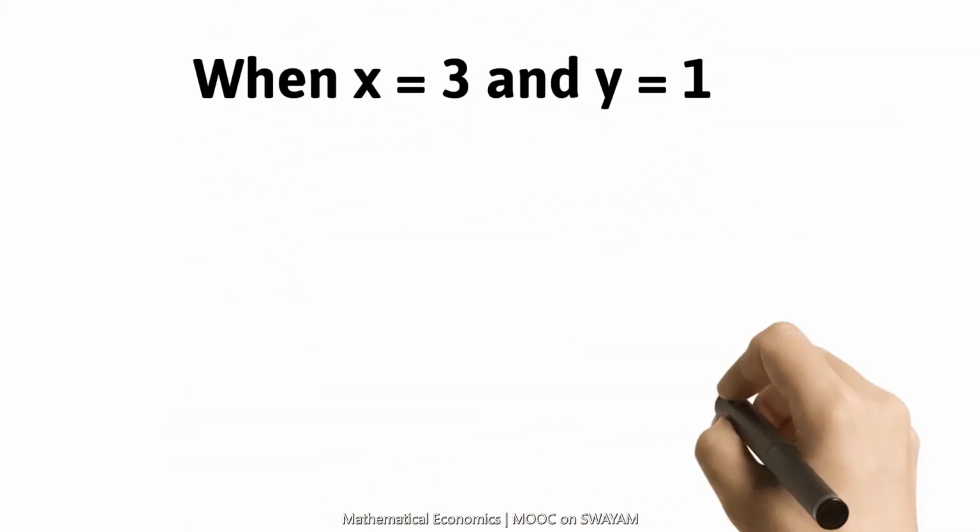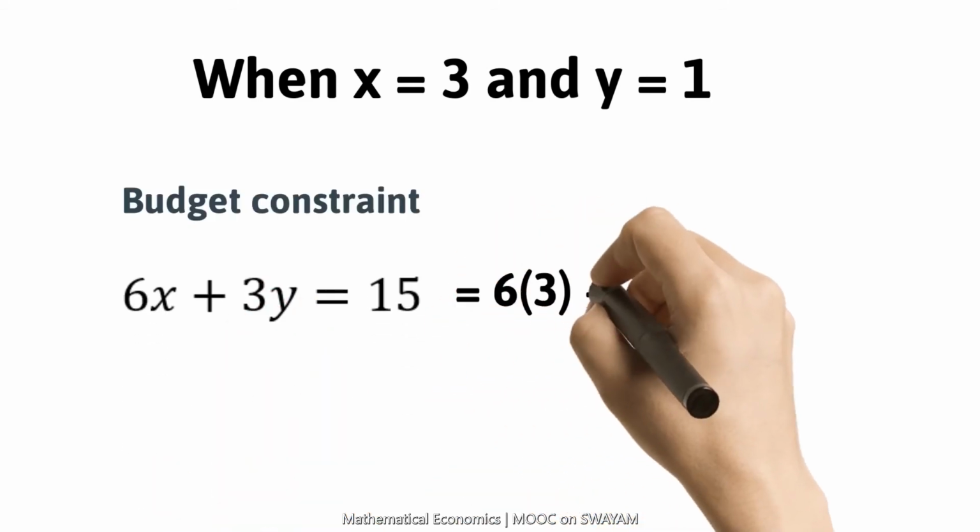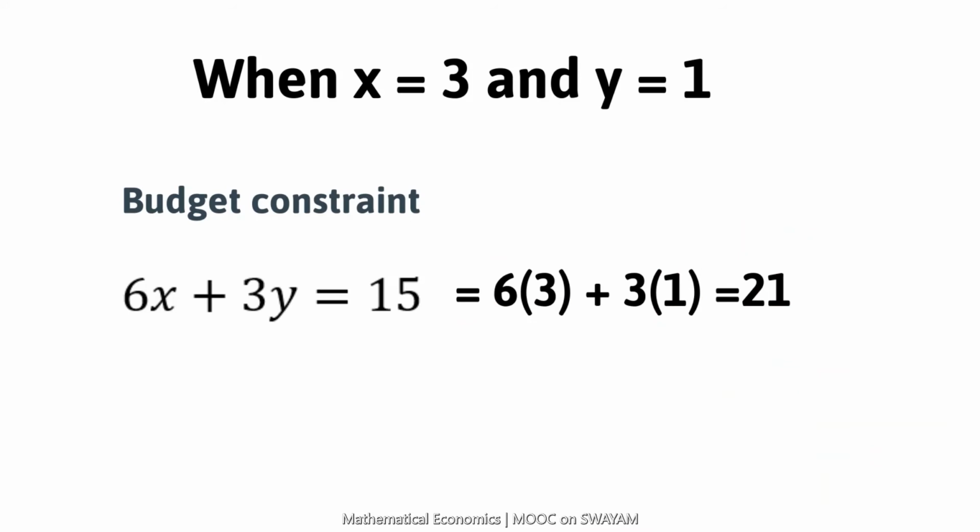What happens if the consumer purchases 3 units of x and 1 unit of y? Let us substitute the values of x and y in the budget equation. The total budget is equal to 21. That exceeds the amount of money available. So, the consumer cannot purchase this combination because it is beyond the budget.